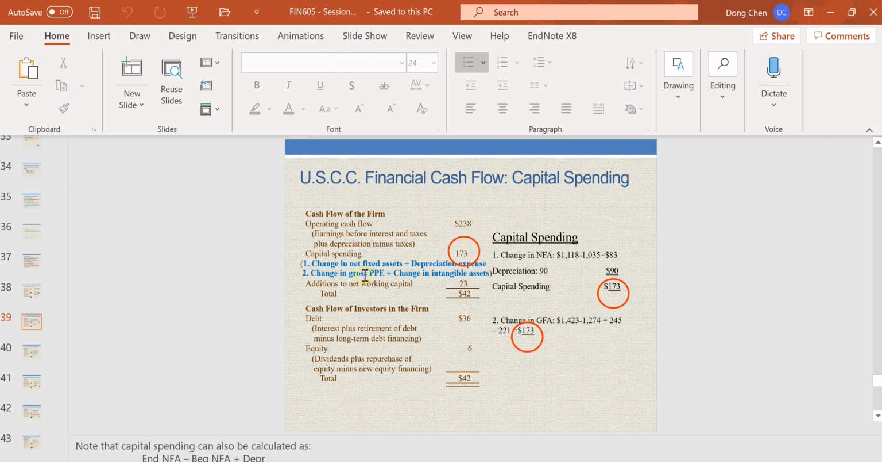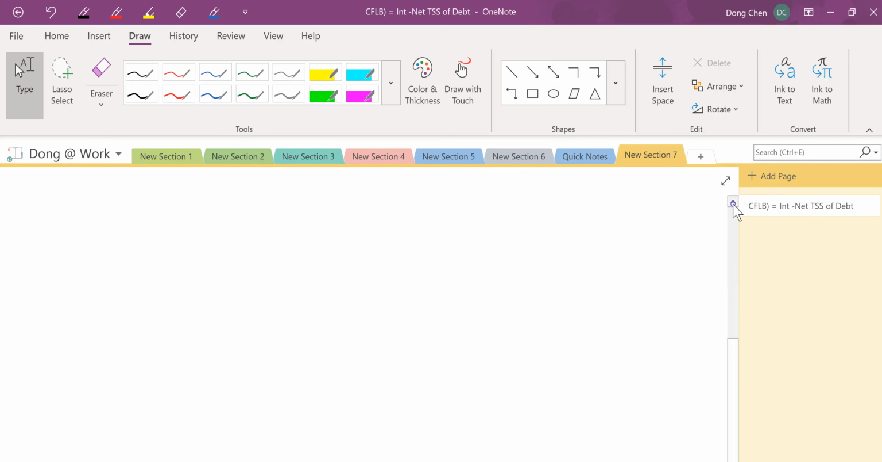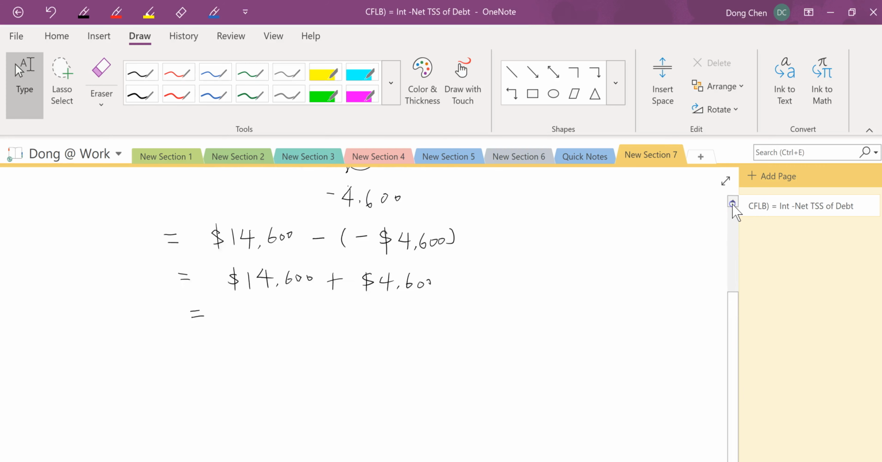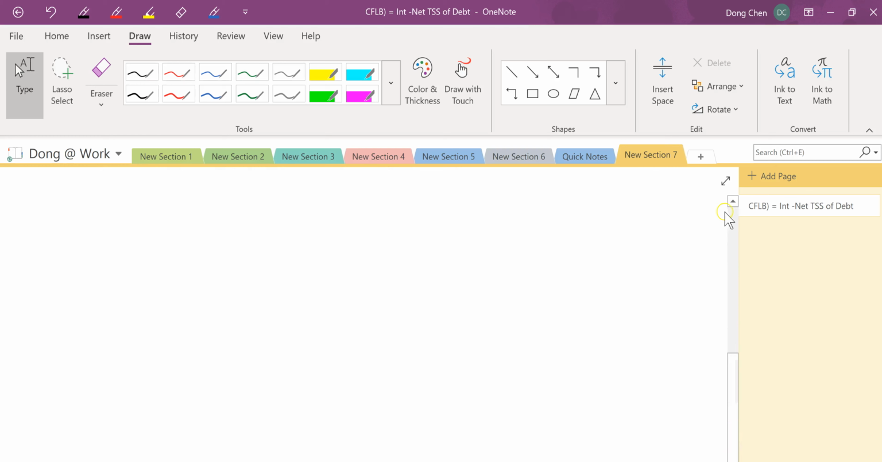We also talked about a second way, which is change in gross fixed assets, basically. But here we are only provided information about net fixed assets, or the change in net fixed assets. So we can use the first way to calculate the capital spending. So let me finish that part of the calculation. But before that, let me write down how we can calculate this change. Let me summarize what we just discussed in this note.